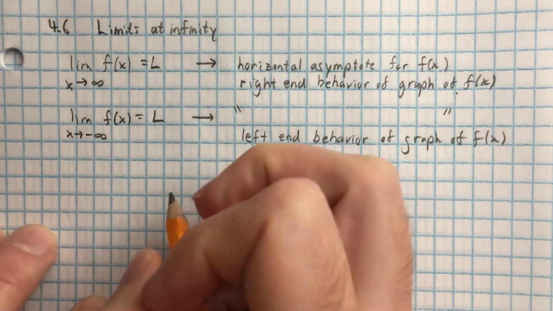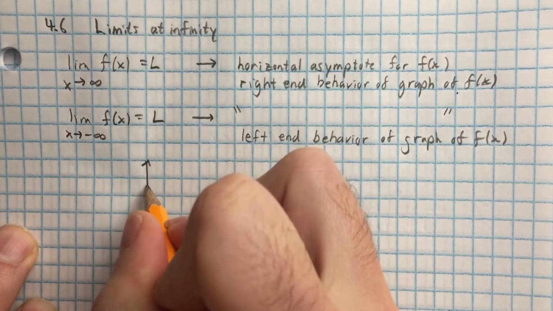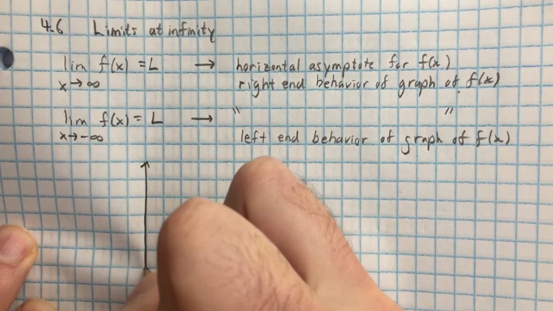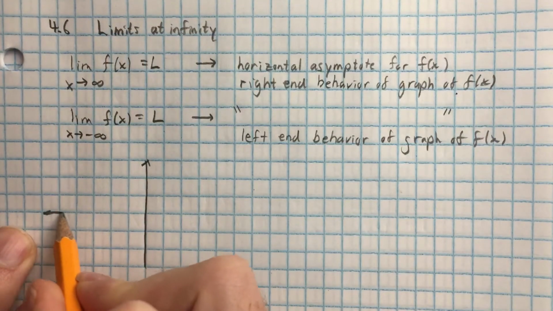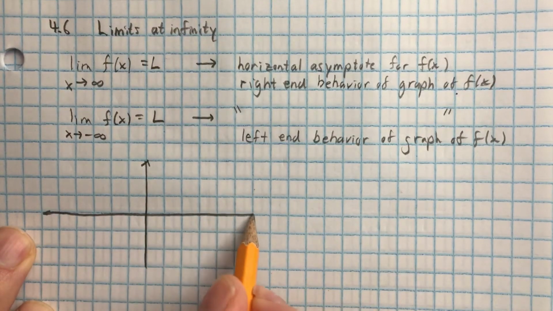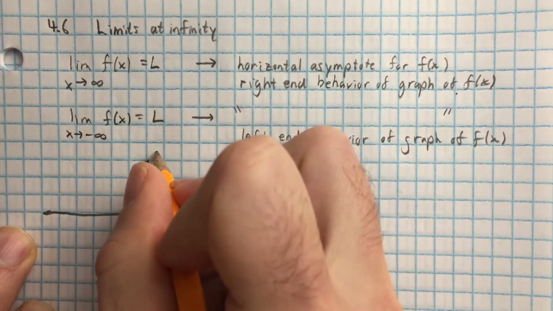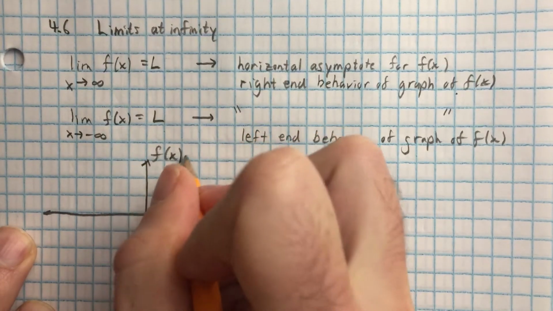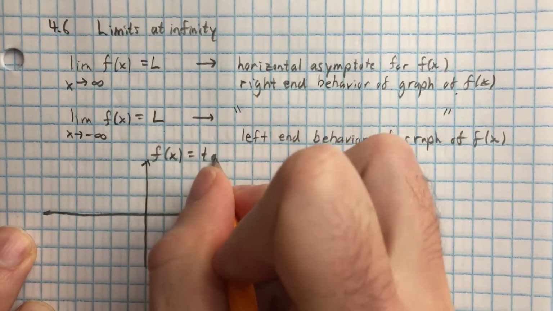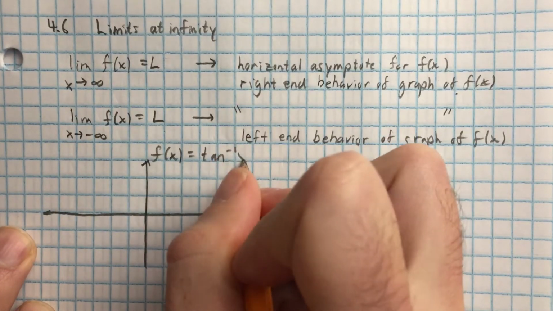So let's take a quick example. Very important function to be aware of. We'll graph the tan inverse function. f of x equals tan inverse of x.